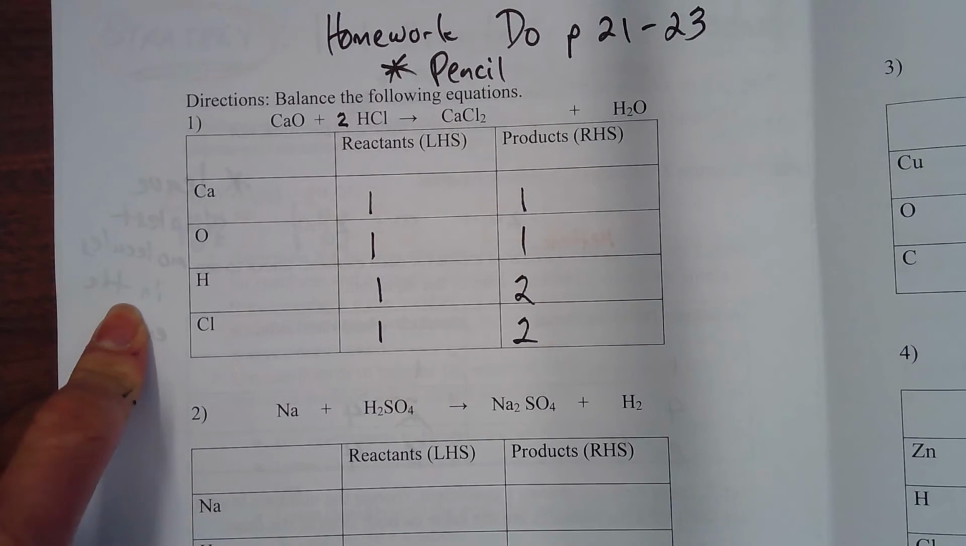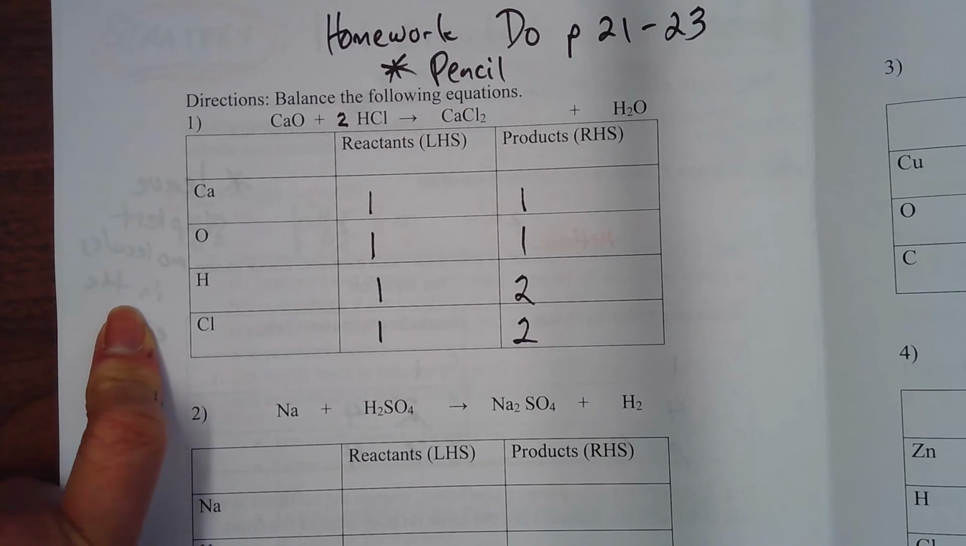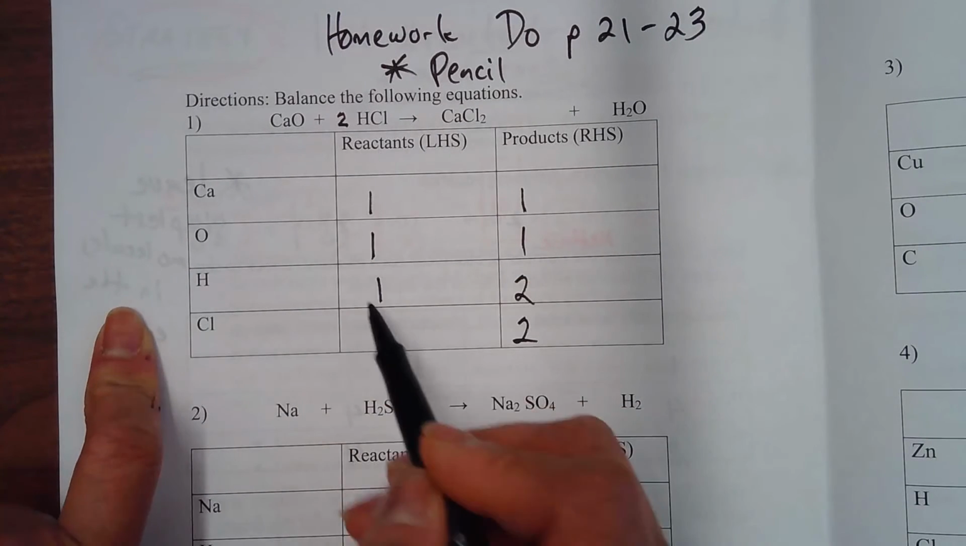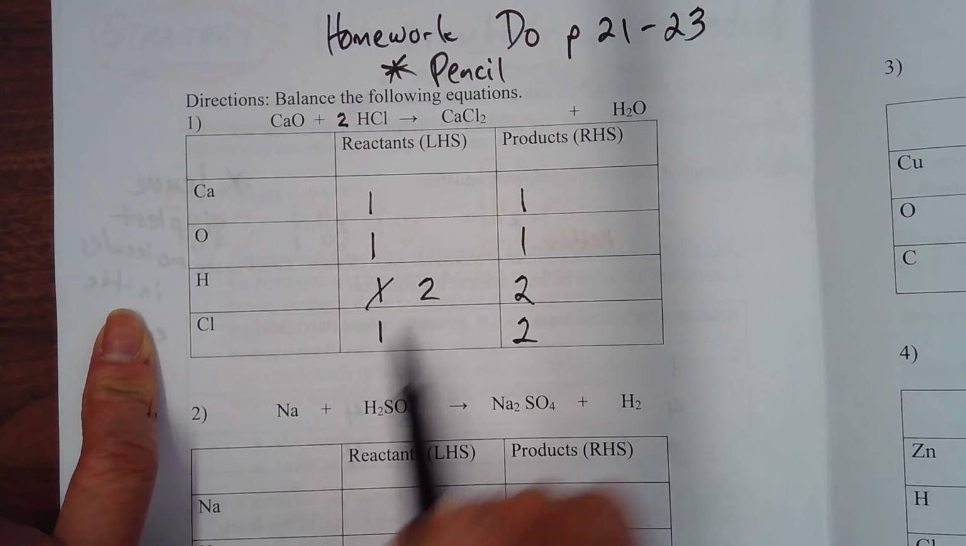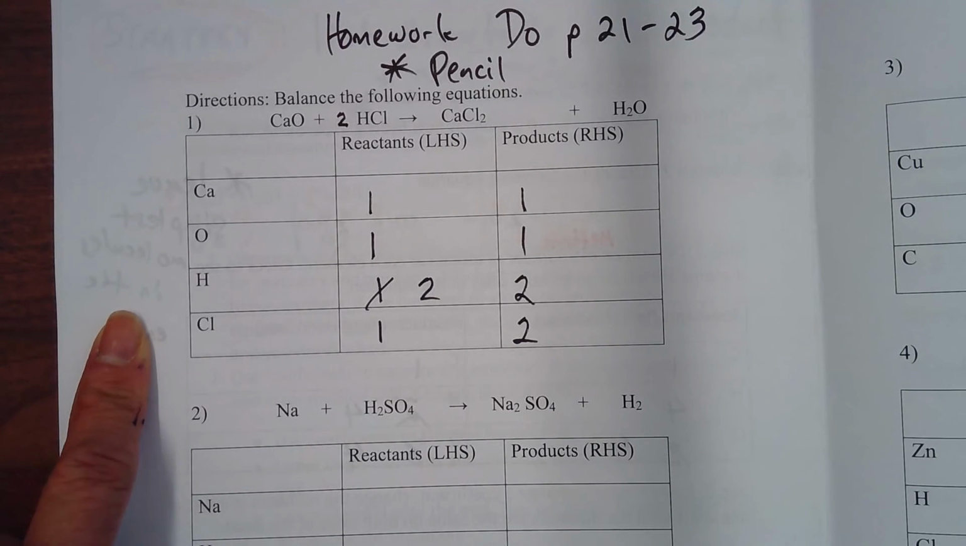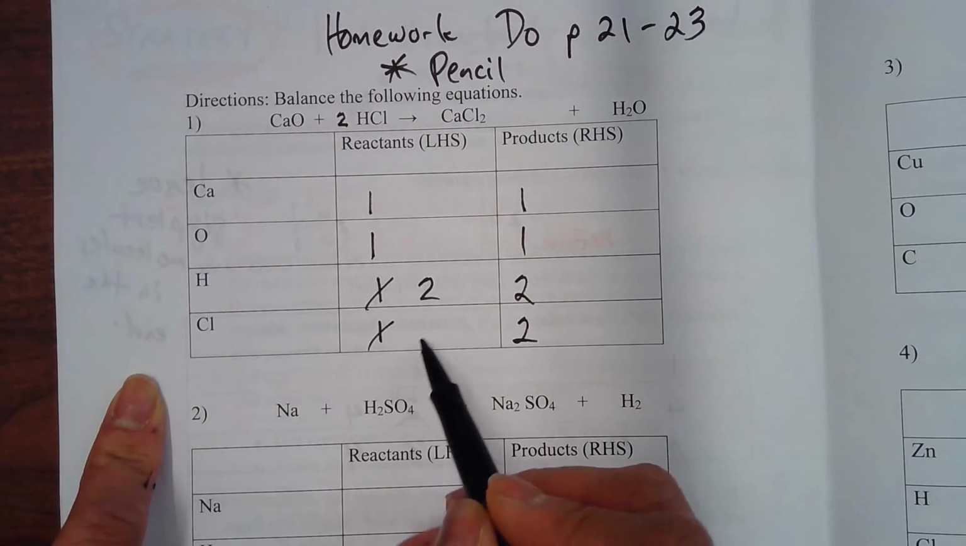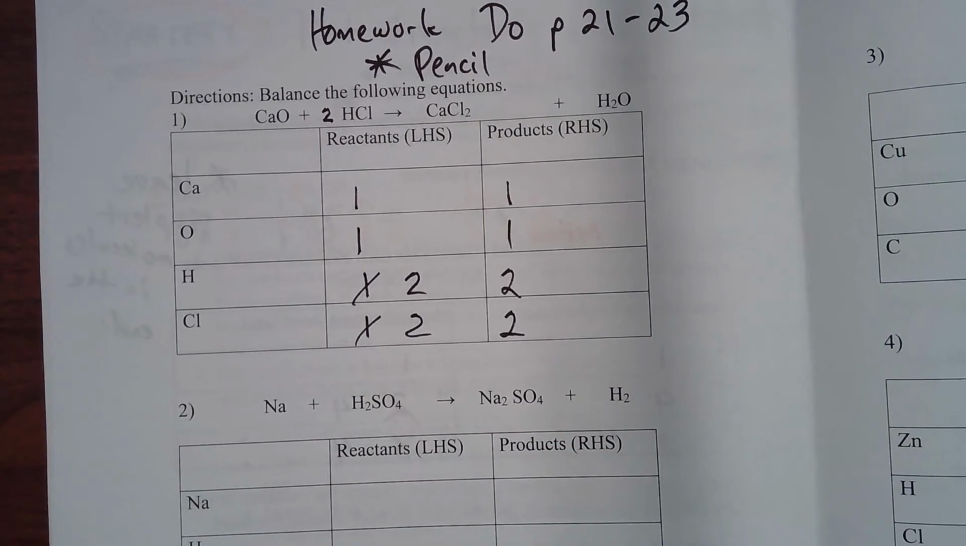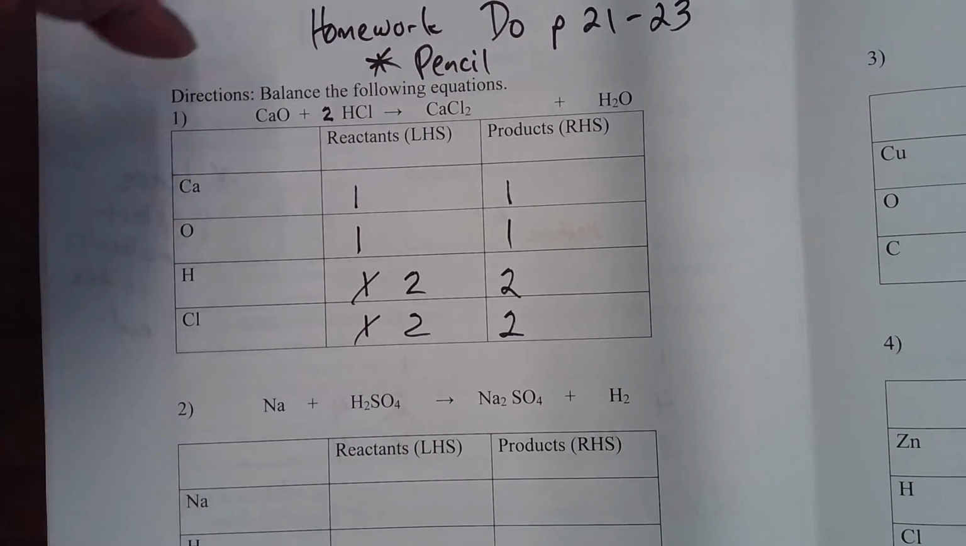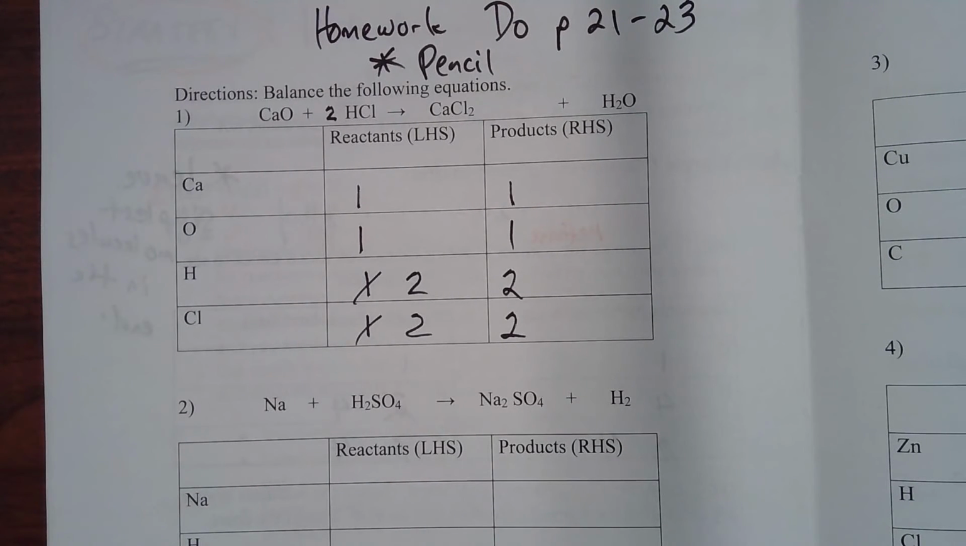Does that make sense? So you can only add coefficients, not subscripts. By doing that, you change the number of hydrogen from 1 to 2, and chlorine also changed from 1 to 2. And you're done. You only had to add that number 2. How did you balance it? Okay, let's do the second one.